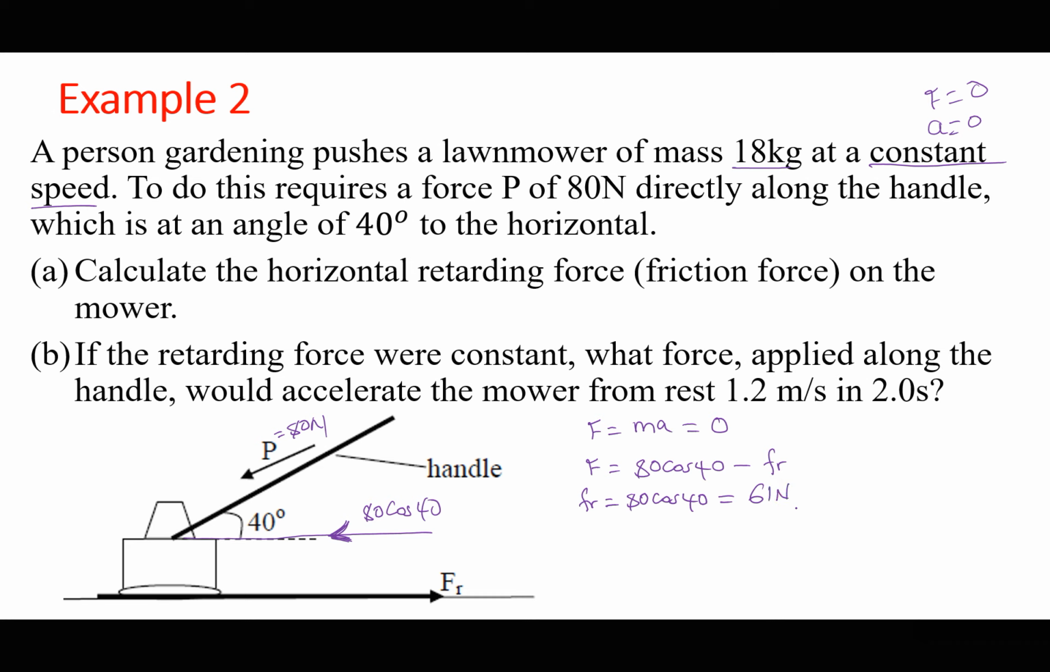So that would be the horizontal retarding force or frictional force, and it acts to the right hand side. If the retarding force were constant, what force applied along the handle would accelerate the mower from rest?